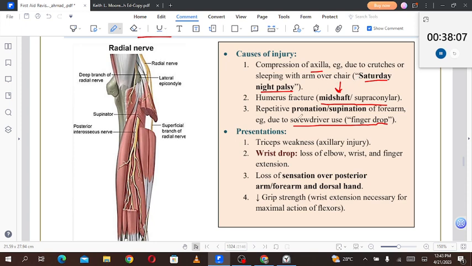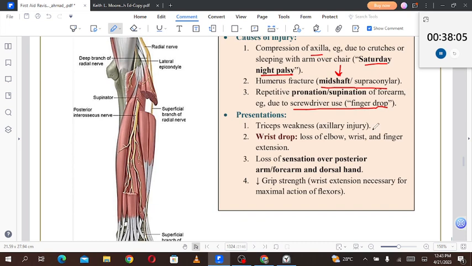Then we have the presentations: tricep weakness, that is axillary injury. If the injury is inside the axilla, there will be tricep injury. Wrist drop, loss of elbow, wrist and finger extension, loss of sensation over the posterior arm, forearm and dorsal hand, and decreased grip strength. Wrist extension is necessary for the maximum action of the flexors.